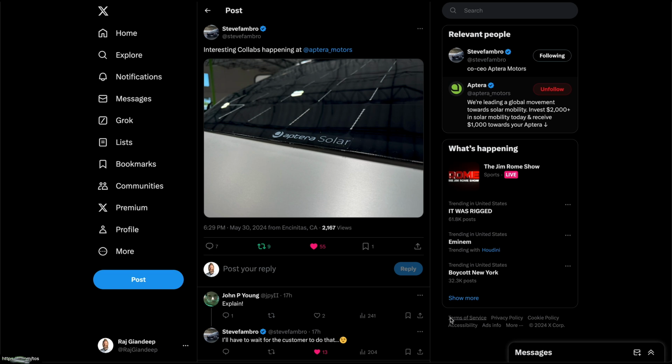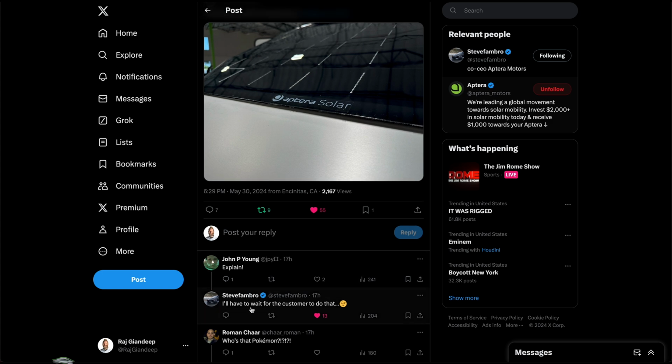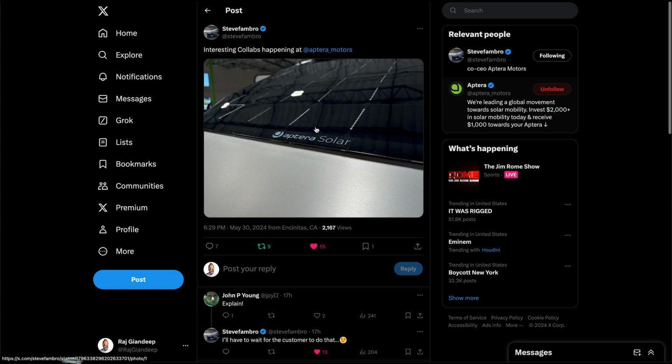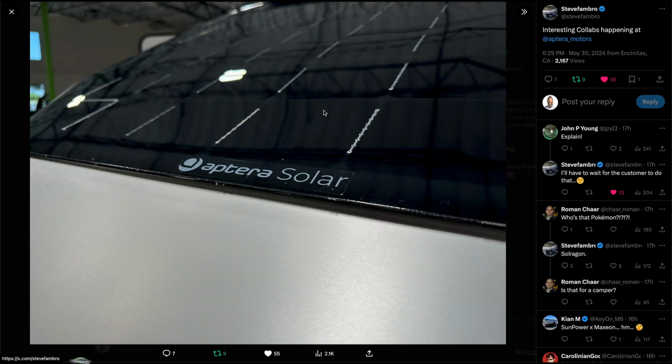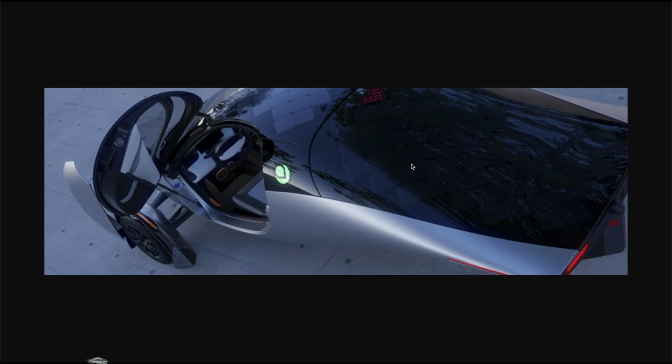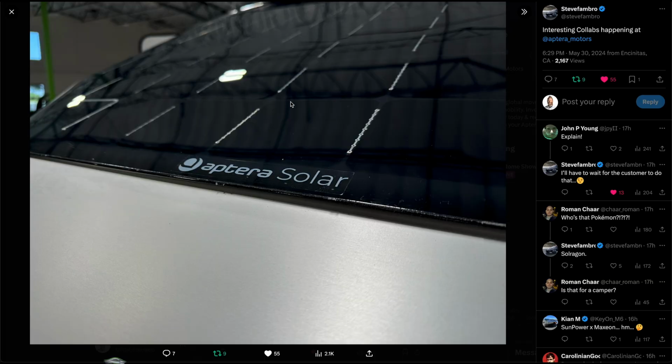Steve Frambro, one of the co-CEOs of Aptera, posted an interesting image the other day on his Twitter. Interesting collab happening at Aptera Motors. And someone asked him to explain. He says, have to wait for the customer to do that. But this is obviously not the Aptera, because Aptera's solar panels are kind of aligned at this angle. And these are all straight, interestingly enough.